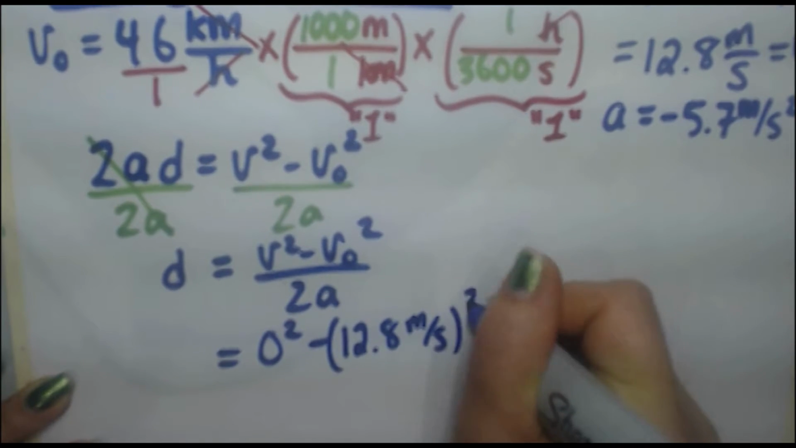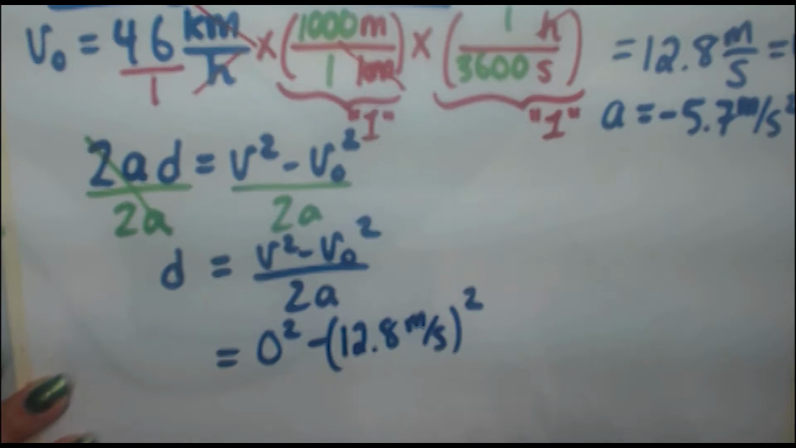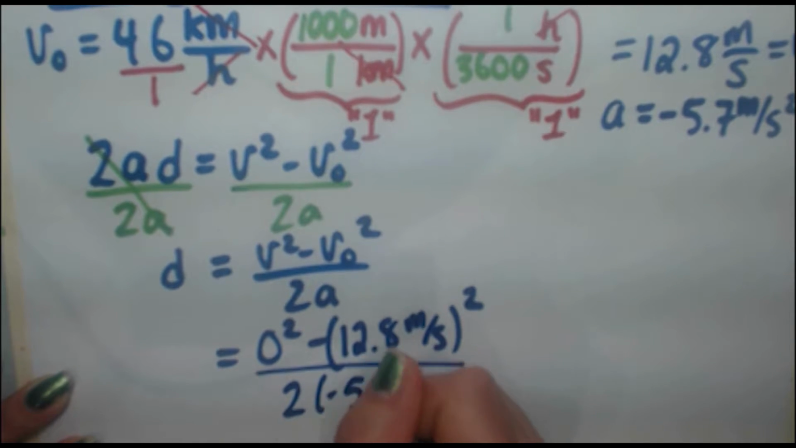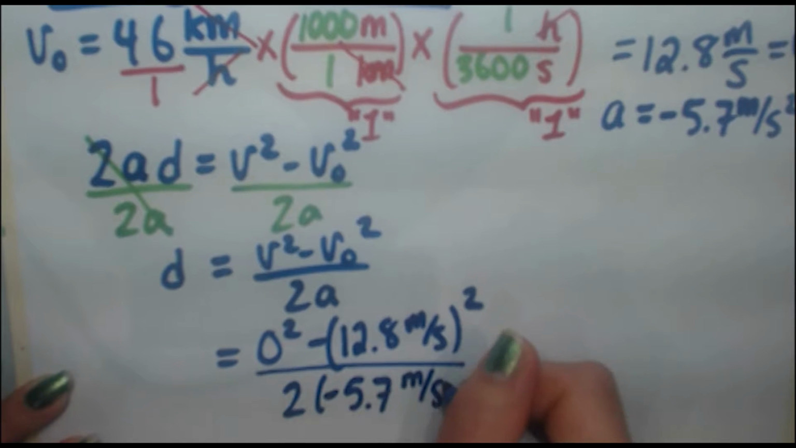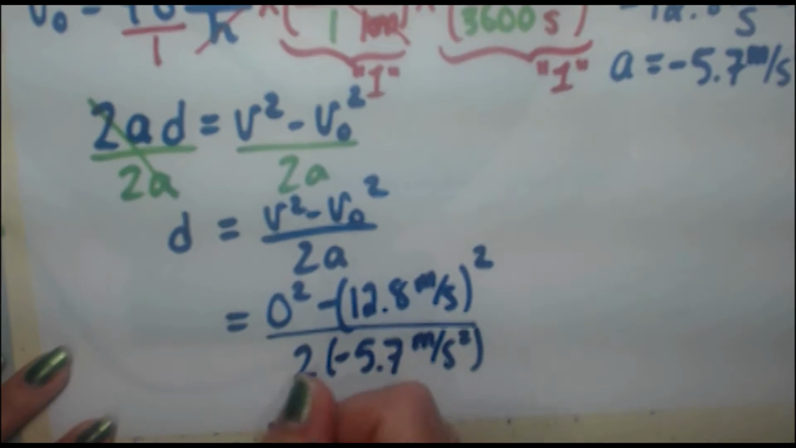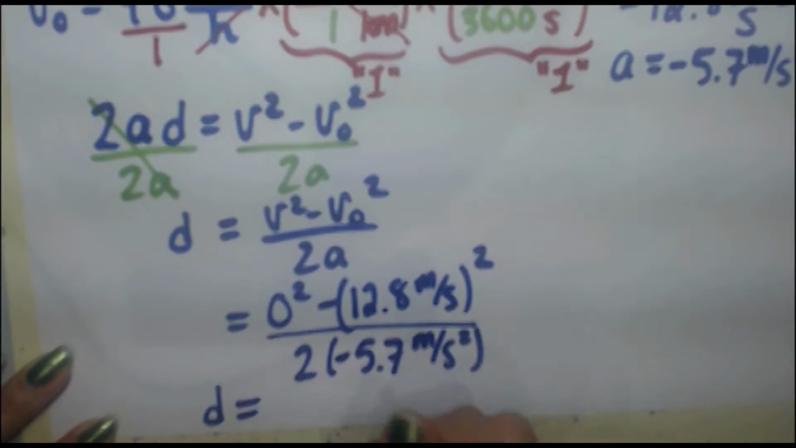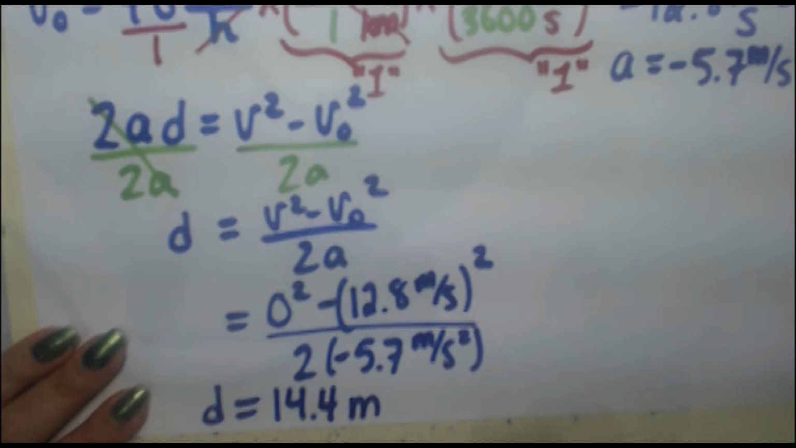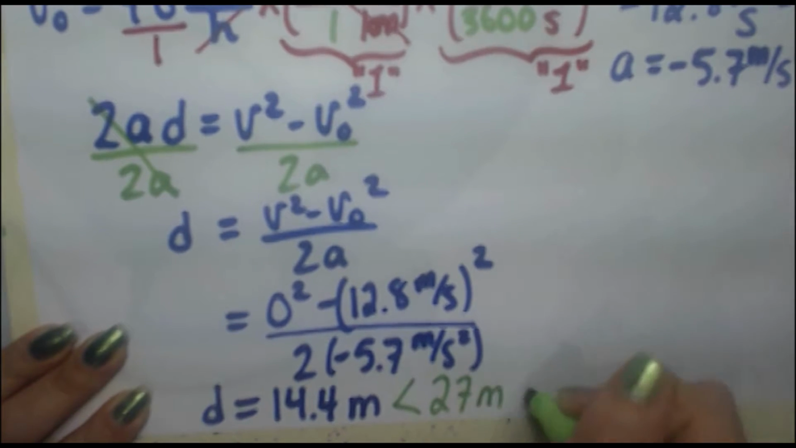Make sure you write those units. You don't need to write it for 0 because 0 is obviously nothing, but make sure you write it for everything else. Over 2A, the acceleration is minus 5.7 meters per second squared. So 2 times minus 5.7 m over s squared. It just becomes a mathematical problem at this point. So if you actually calculate this out, you're going to end up with D equals 14.4 meters. And that is less than 27 meters.